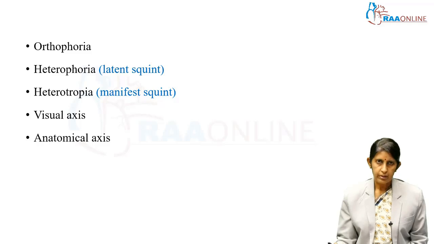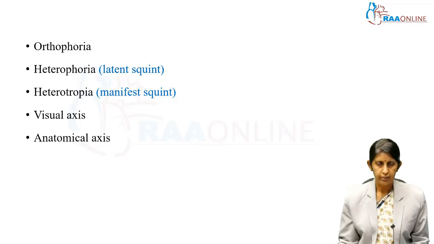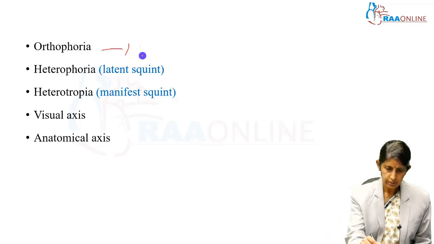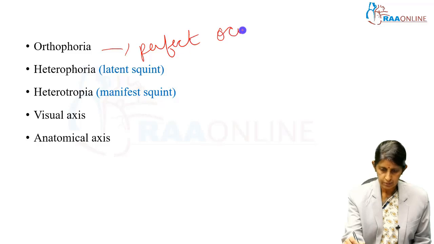These are the important terminologies that we need to know when we are dealing with any patient with squint, both for the examination and for us to be able to establish a good diagnosis and to plan treatment. When you say orthophoria, we are talking about perfect ocular alignment. That means perfect ocular alignment.